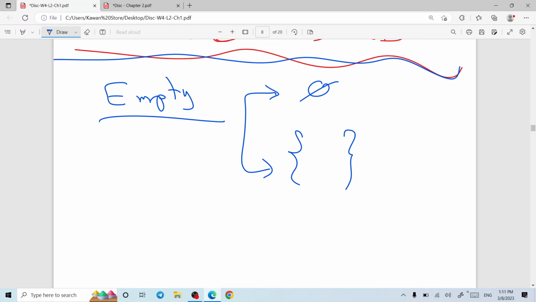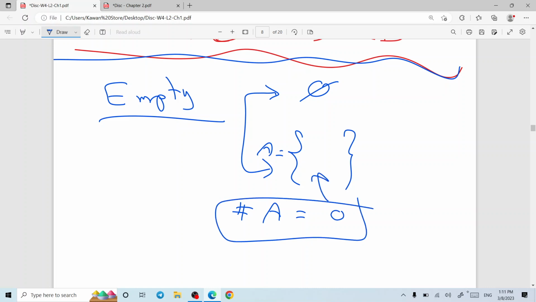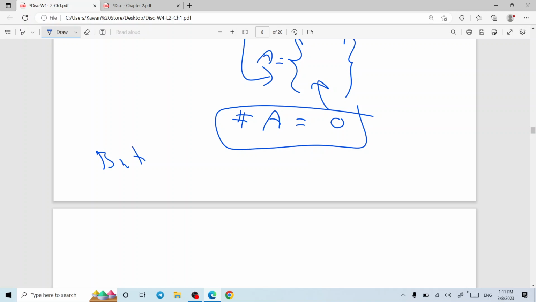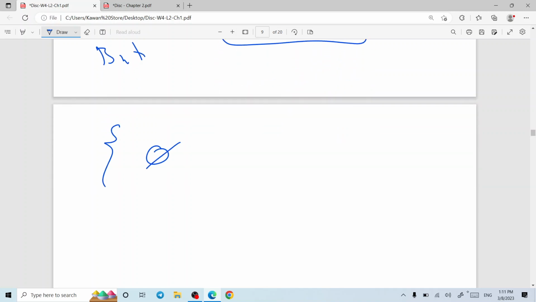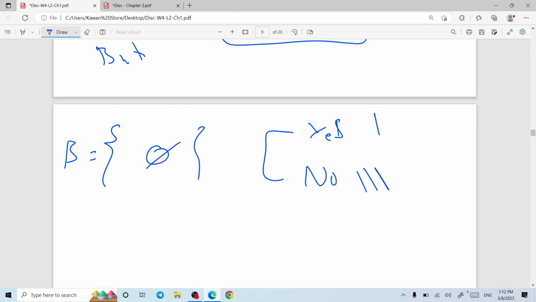If you ask me about the cardinality of here, it is equal to 0. There is nothing here. Understood? But we have this. So tell me, is this an empty set or not? We have one yes. No. Voting. Many say no.